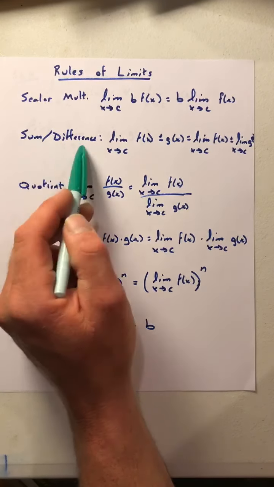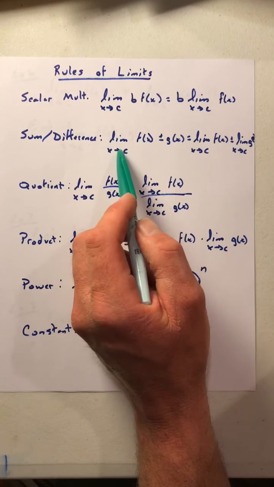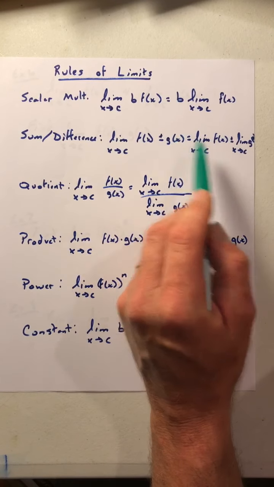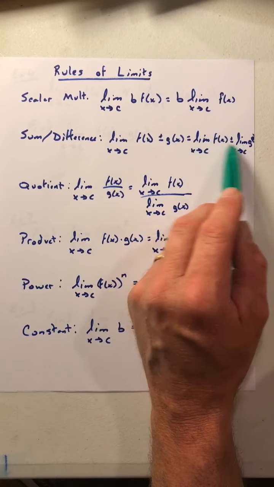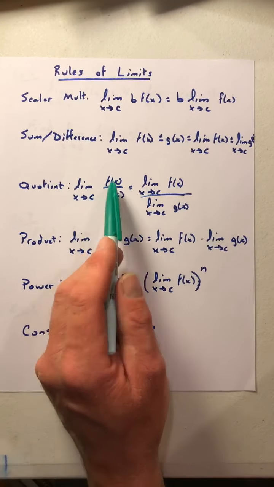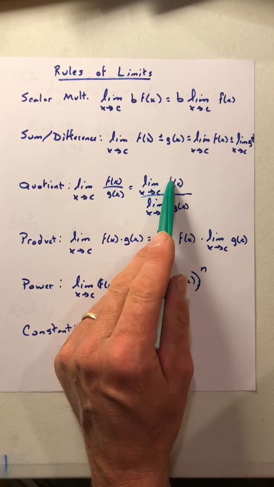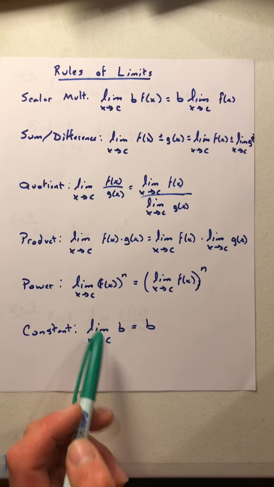I can break up the sum and difference of limits. So if I take the limit as x goes to c of a function plus or minus another function, I can separate it into two different limits and add or subtract them from each other. The quotient: I can take the limit as x goes to c of f of x over g of x, and that's equal to the limit of the numerator divided by the limit of the denominator.